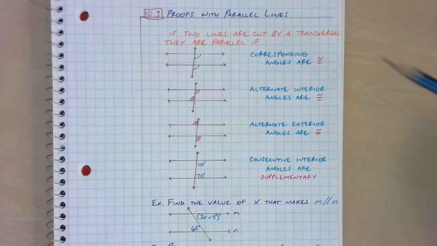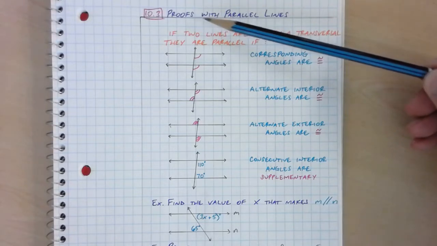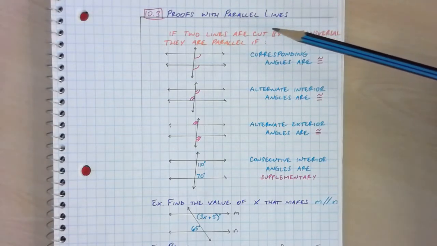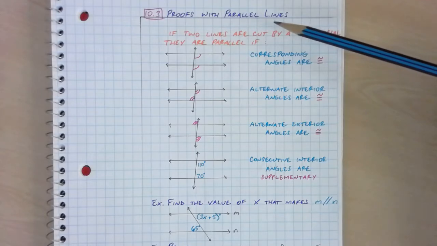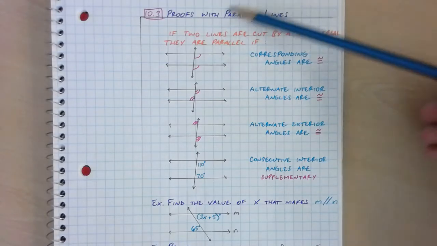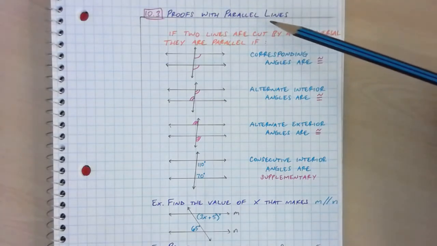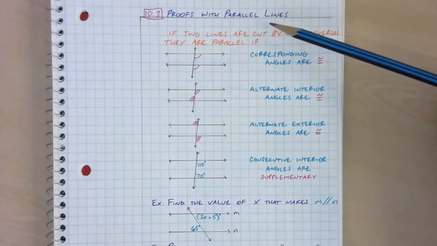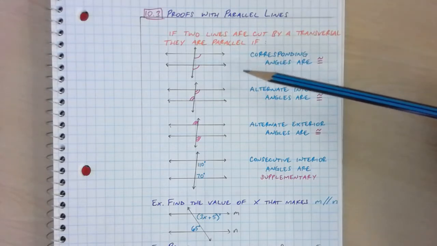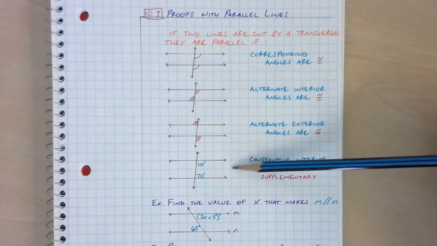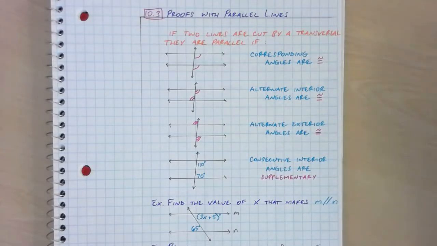The focus here is going to be on proofs with parallel lines. Namely, the main point is how do I prove lines are parallel? That's ultimately going to be the focus of this section. And what you're going to find is we're going to deal with the same four critical properties, the same critical theorems as Section 2: corresponding angles, alternate interior angles, alternate exterior angles, and consecutive interior angles.